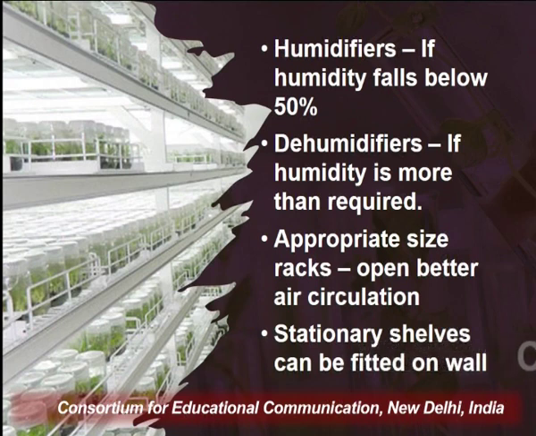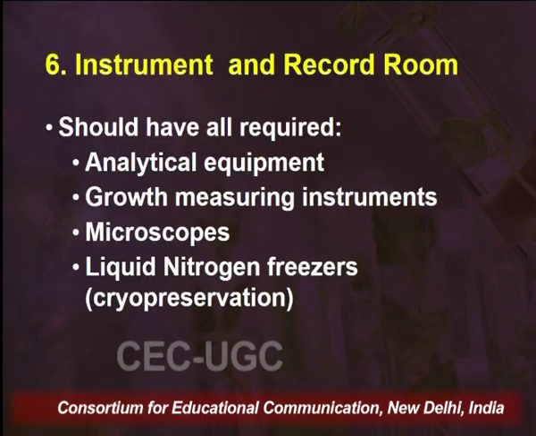Appropriate size of racks are to be installed in the growth room, and as we discussed, every rack should have its own light source. As you can see in the picture as well, every shelf of the rack has its own light source. It is always preferable to have racks that can be moved from one place to another, but if that is not possible, you can always install stationary shelves onto the walls of the growth room, so that you can easily store your cultures properly.